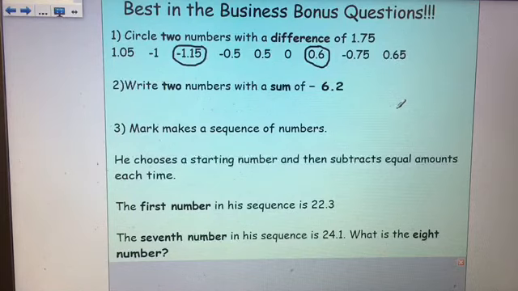Number two, write two numbers with a sum of minus 6.2. So sum means to add together. So two numbers you add together to make minus 6.2. So I'm going to go for the easiest one that I can think of, which is minus 7.2 add 1 equals minus 6.2. There are obviously some different combinations you can have, but that's the one I'm going for.